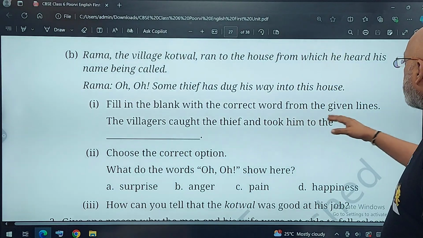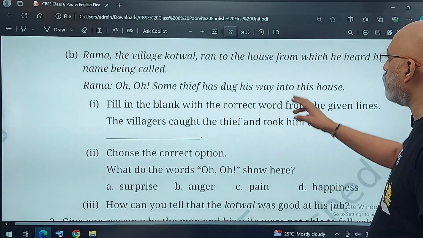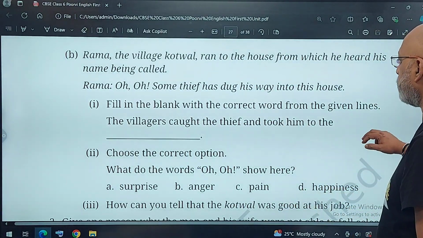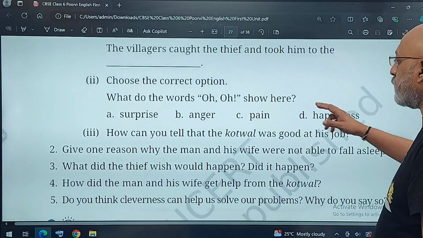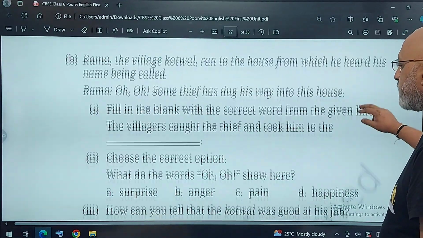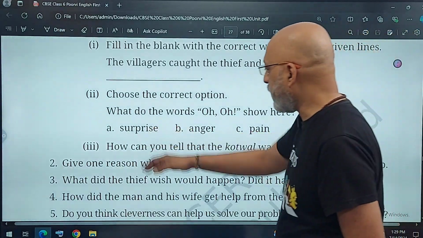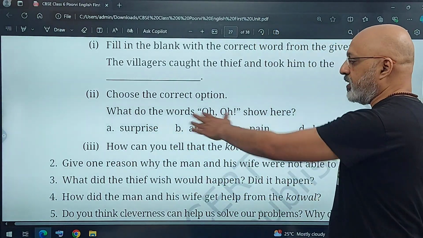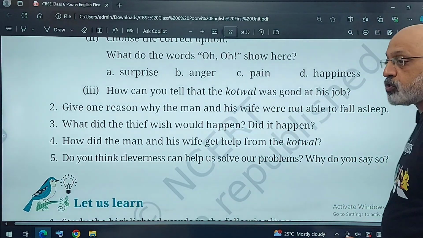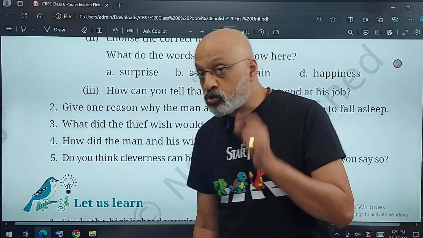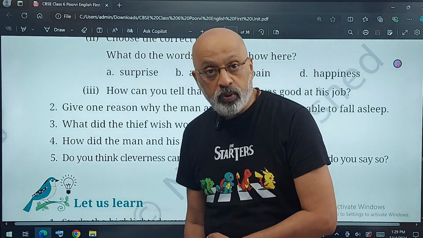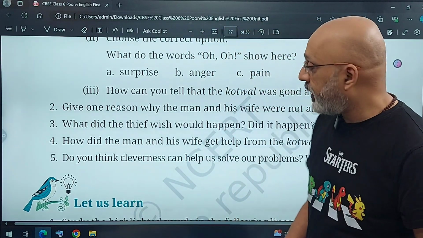From here, fill in the blank with the correct word for the lamp. The villagers caught the thief and took him to the Kotwal. Agar us tarah ka story hota to, okay. Choose the correct option. Oh, show here, you know. Yahan pe jo hai, Rama says, oh, some thief has come this thing. So it means surprise. Obviously, it's not anger, it's not pain, it's not happiness. It is a surprise. How can you tell that the Kotwal was good at his job? The Kotwal was good at his job because on his rounds, he manages to hear this sound coming from the house, and he immediately rushes into the house and catches the robber, thereby rescuing the couple from getting robbed.